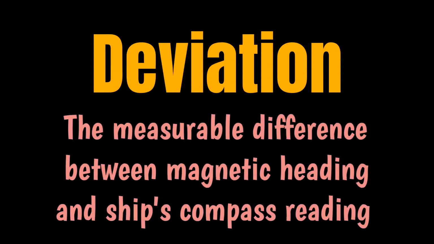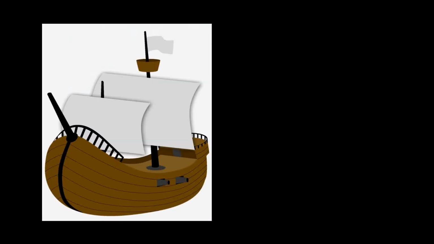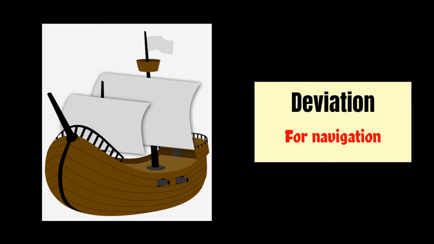It is the measurable difference between a magnetic heading and the ship's compass reading on the same course. Deviation can vary for every point on the compass, and will also vary for every vessel. Every vessel will have a specialized deviation card that will specify its deviation value to be used when navigating.